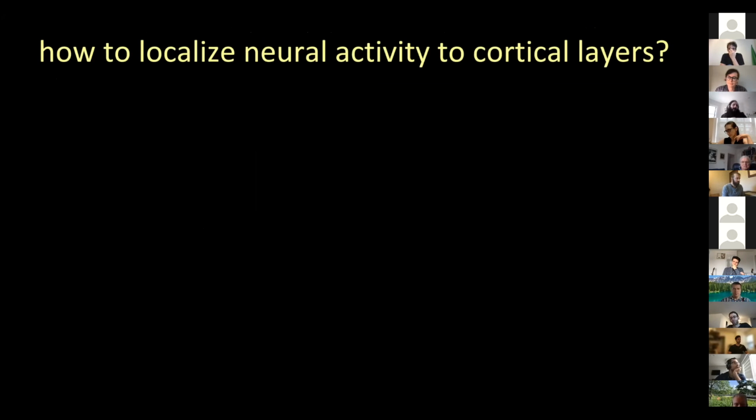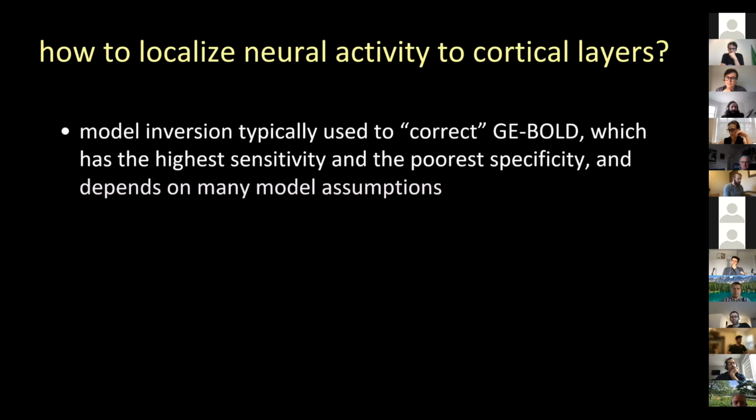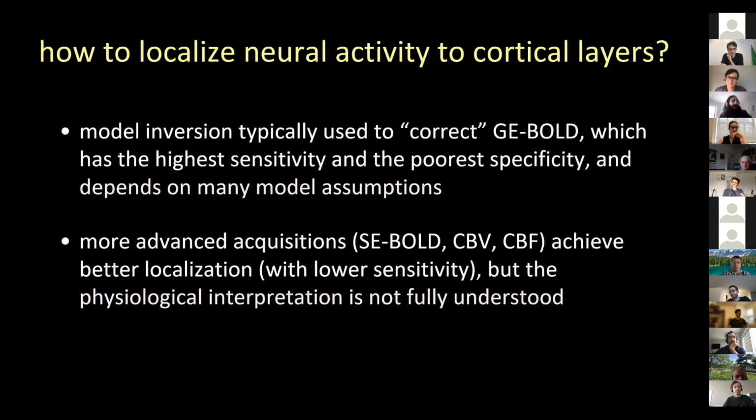So a final question that I wanted to raise is how we should go about localizing neural activity to individual cortical layers. And can we do better than what we're doing today? One approach is model inversion, right? Typically used to correct gradient echo BOLD, which has the highest sensitivity, but unfortunately the poorest specificity, and depends on many model assumptions. I like to think of this approach as trying to put the genie back in the bottle. Another approach is using more advanced acquisitions, spin echo, non-BOLD, that can achieve better localization, albeit with lower sensitivity. However, in some of these cases, the physiological interpretation is not well understood.